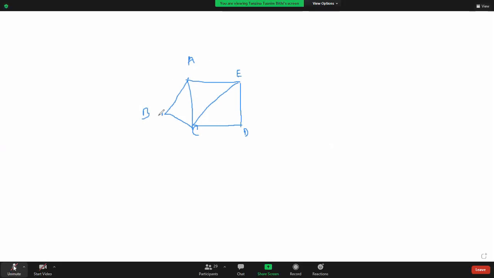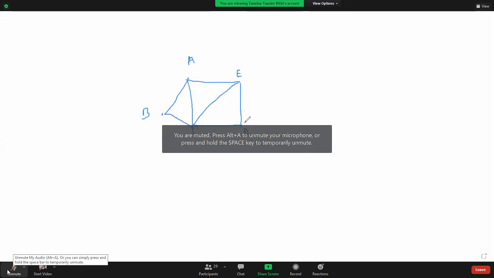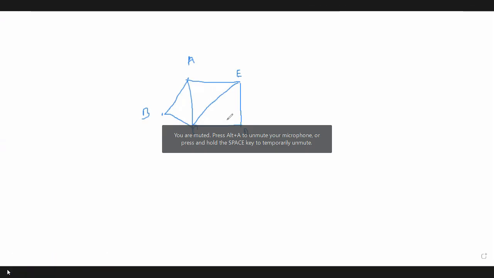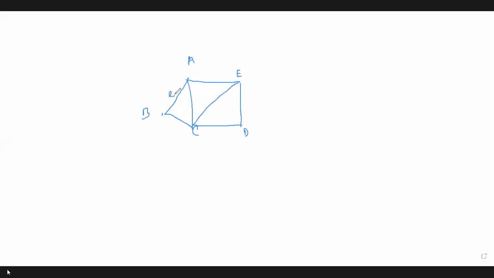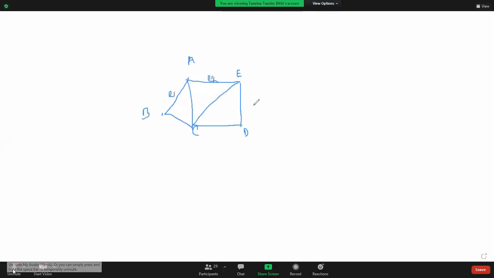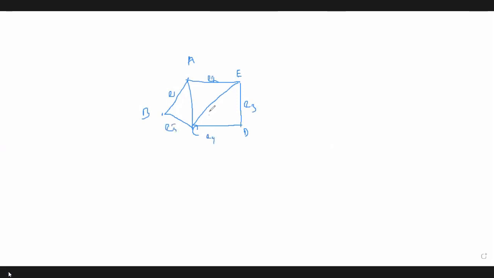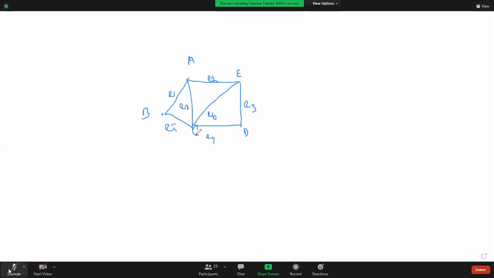So now, what kind of graph is it? In this graph, you can see that there are some nodes and there are some edges. The edges are E1, E2, E3, E4, E5, E6, and E7. So there are 7 edges.